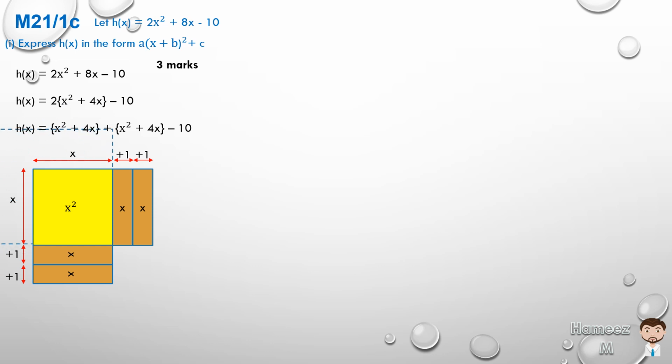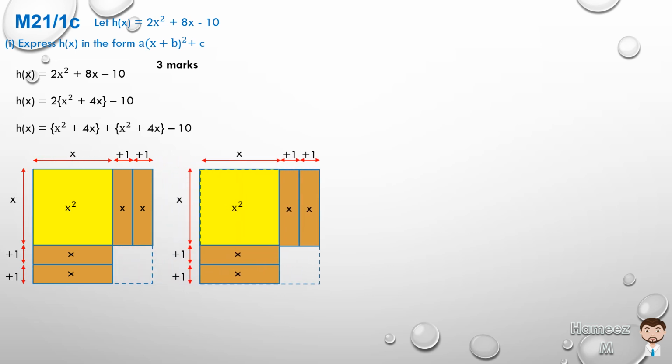So we're bringing up this dotted line so we can see that's what we're trying to fill. So in this square, we have x squared and we have 4 x's. So we have x squared plus 4x. And since we have it twice, let's bring it across so we can see 2 sets of them.